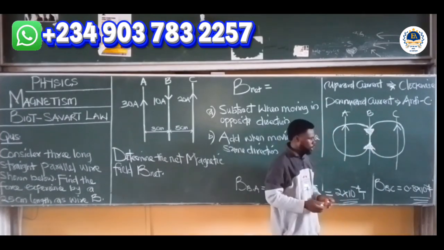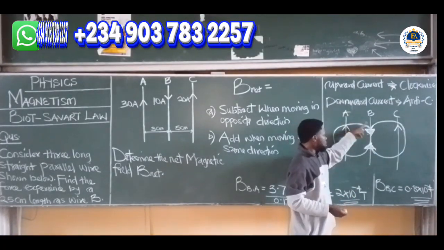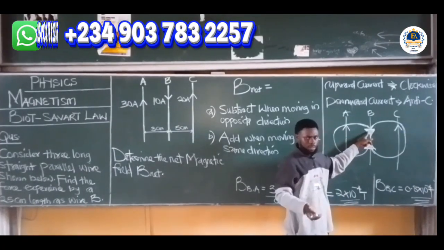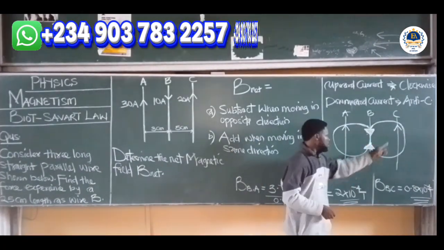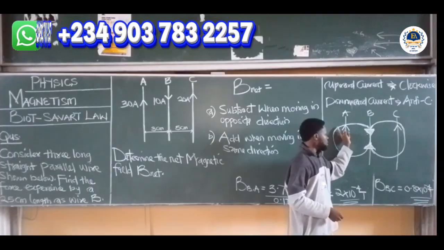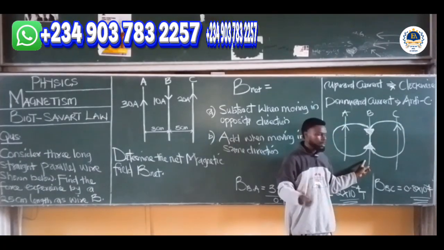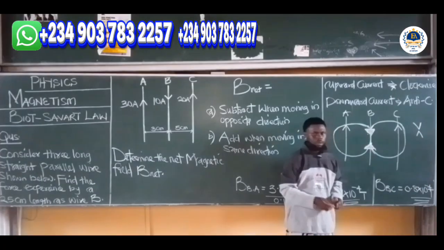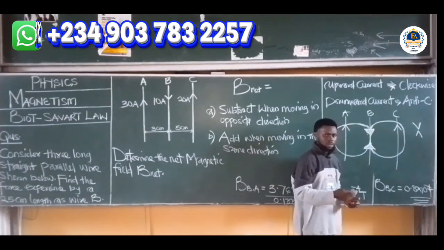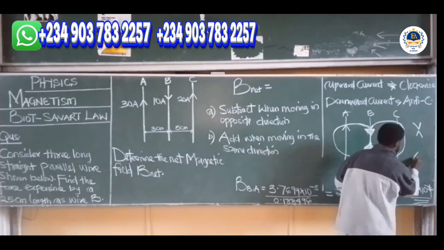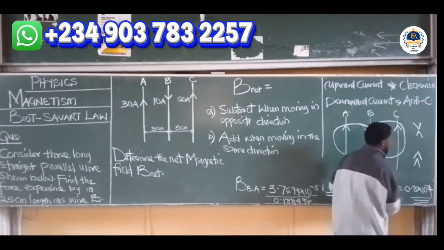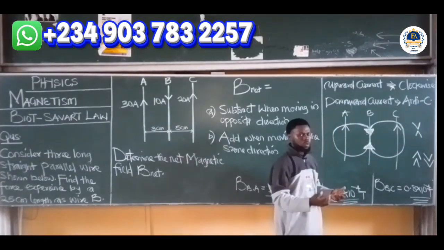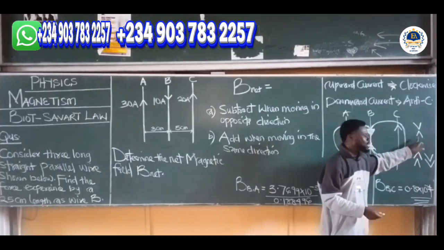At this juncture, we can say that wire A and wire C are moving in opposite directions, because C is going this way and A is coming this way. So they are moving in opposite direction. When moving in the same direction, the diagram will look this way and this way, or like this and this. But when moving in opposite direction, it is always pointing at each other.